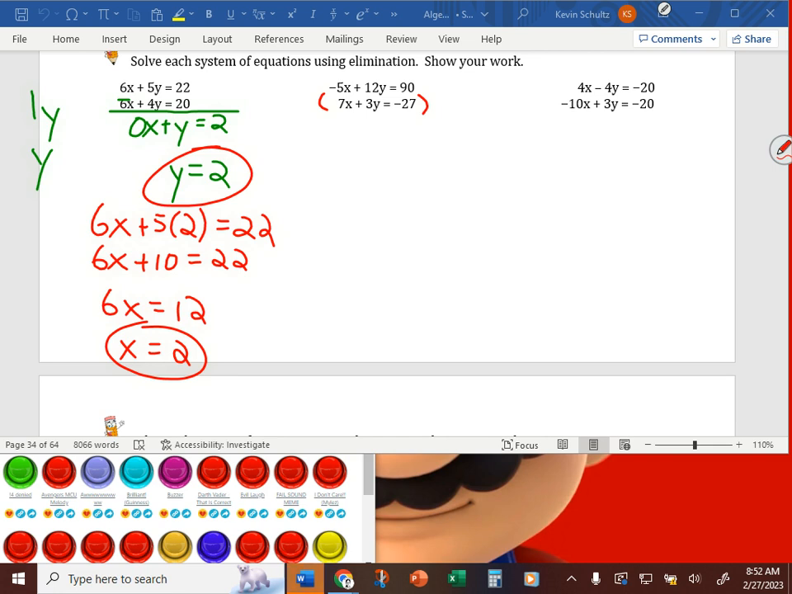What do we have to multiply our bottom equation by? Well, by 4. Excellent. So in this case, our top equation doesn't change. Negative 5x plus 12y equals 90. But now our bottom equation, we multiply everything by 4. 7x times 4 is 28x. And the reason why we multiply by 4 is for this right here, because now our y term also has a coefficient of 12. Therefore, we can eliminate it. Okay? And then negative 27 times 4, what is that? Negative 108.